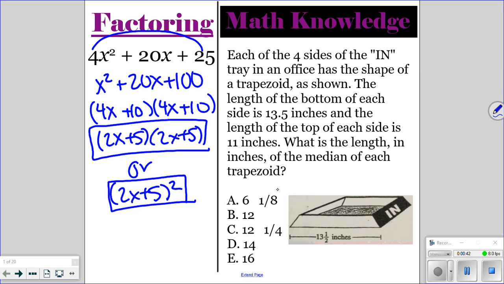For the math knowledge question, we have a trapezoid here. The base length, they tell you, is 13.5, and then the top is 11. So to find the median, you're going to add 11 plus 13.5 and divide by 2. And if you do that, you get 12.25. So that would be your answer for your math knowledge question.